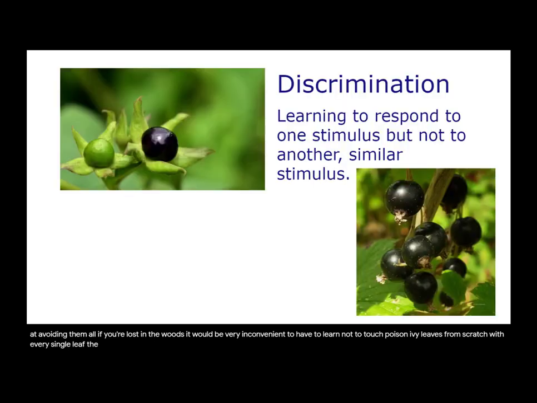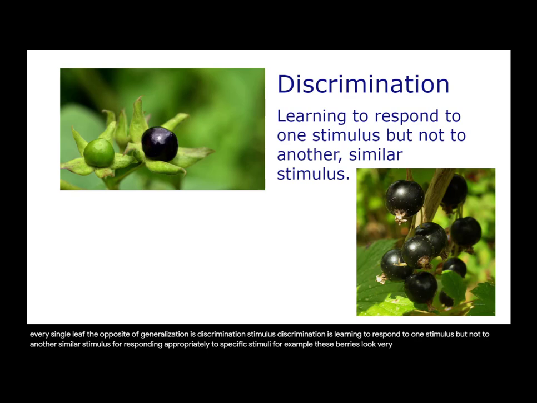The opposite of generalization is discrimination. Stimulus discrimination is learning to respond to one stimulus but not to another similar stimulus. This is essential for responding appropriately to specific stimuli. For example, these berries look very similar, but one of them is edible and the other is poisonous. Do you know which is which?